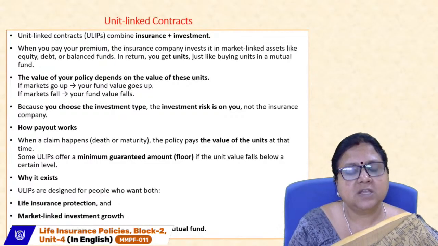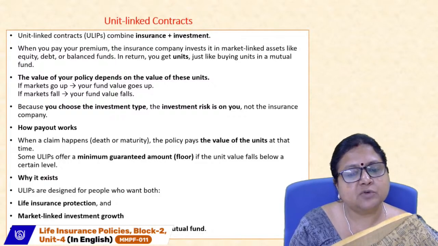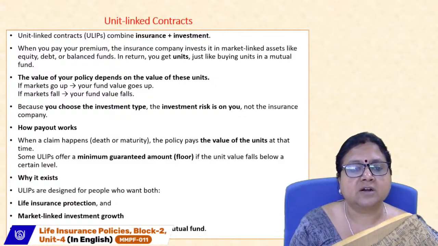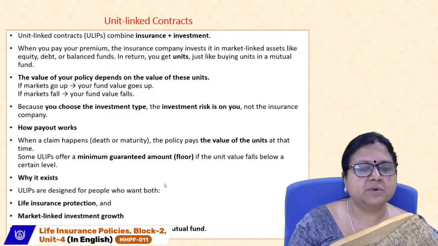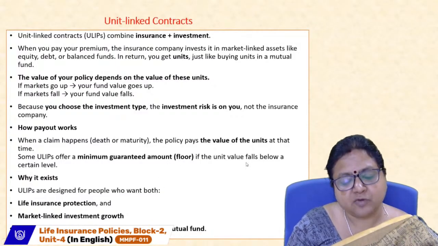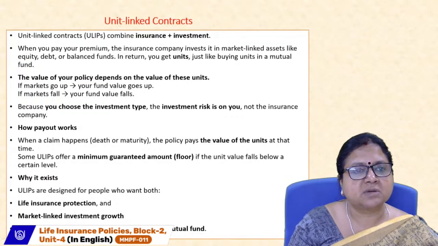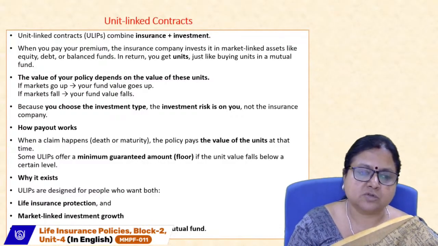So if initially the value was 10 rupees, and at the time of death the value is 120 rupees, you will get the value at 120 rupees. Some ULIPs offer a minimum guaranteed amount also. That means if the value falls, you will get a minimum sum assured of maybe 20,000 or 30,000 or 1 lakh or 2 lakhs. So a minimum guaranteed amount is also fixed.